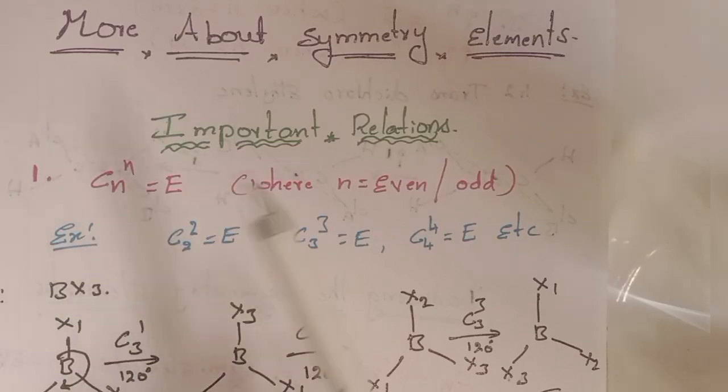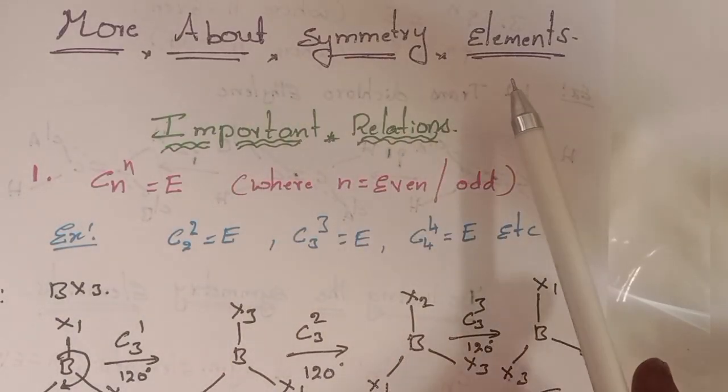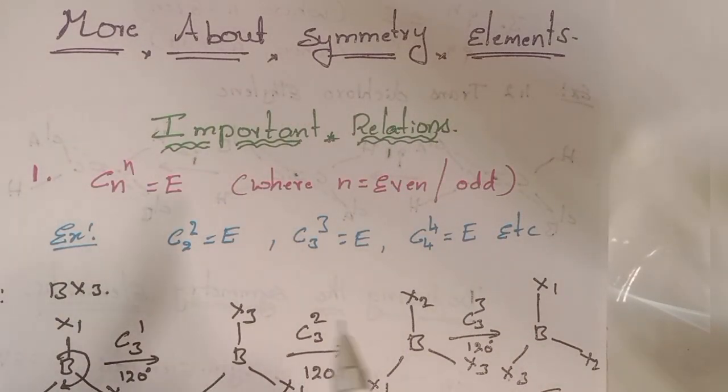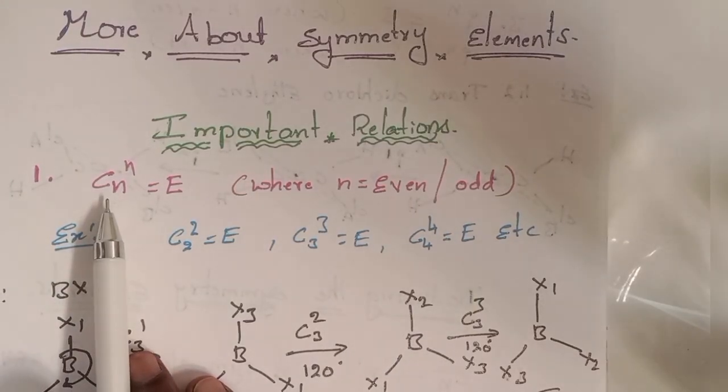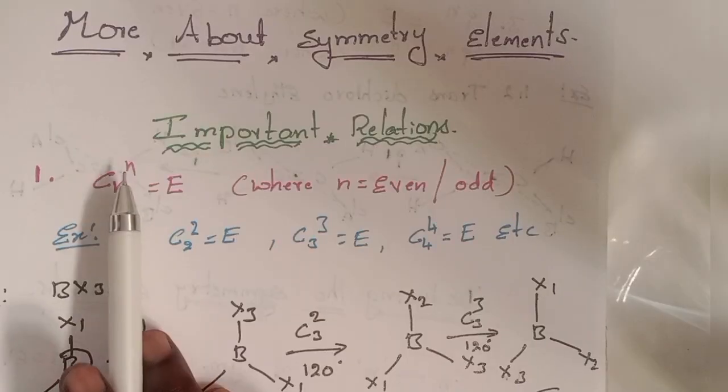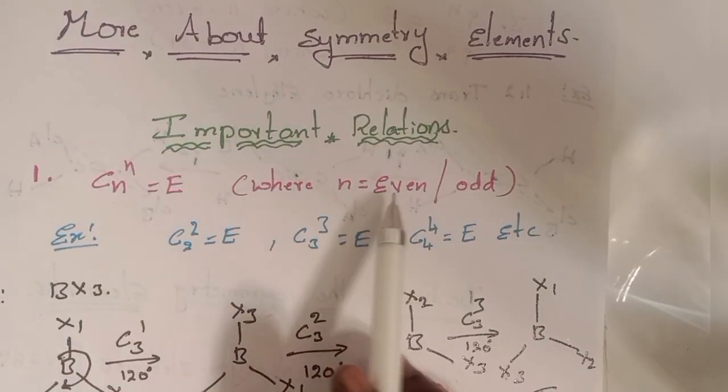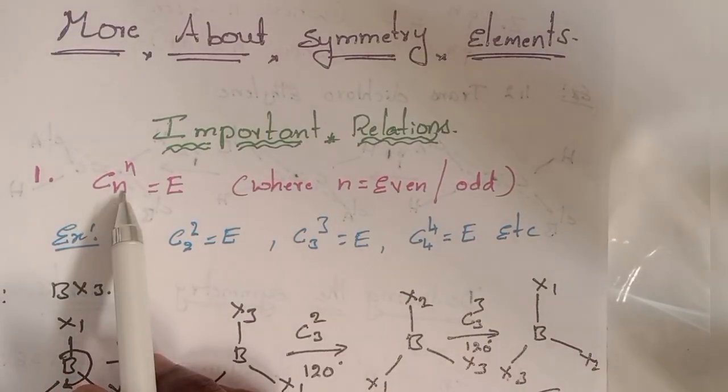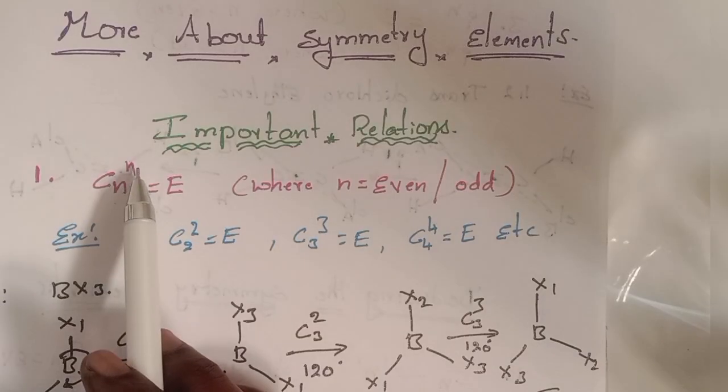Now I am going to discuss more about symmetry elements. That means the important relations between the symmetry elements. For example, the rotational axis of symmetry Cn: Cn power n will give E, where n is even or odd, where this n is the order of the rotational axis and this n is the number of rotational axes.